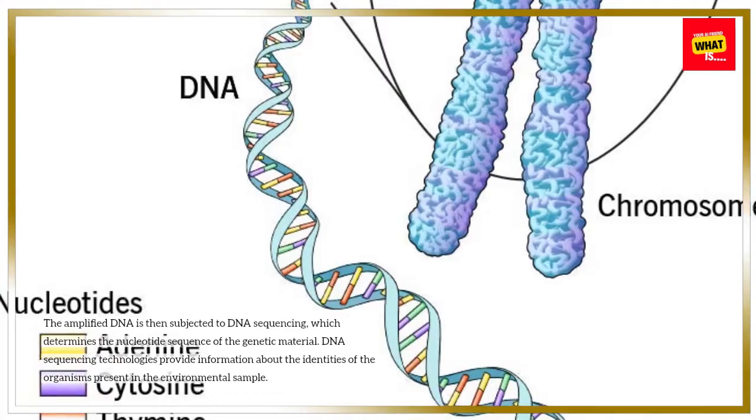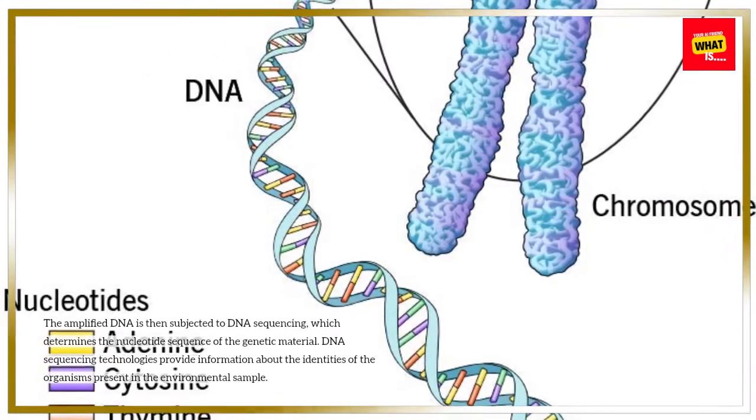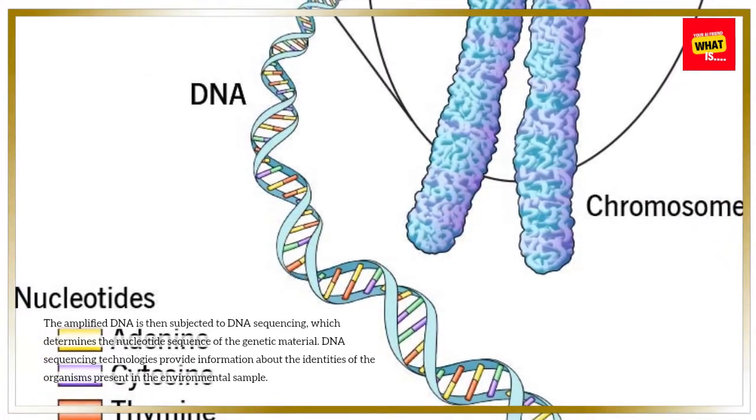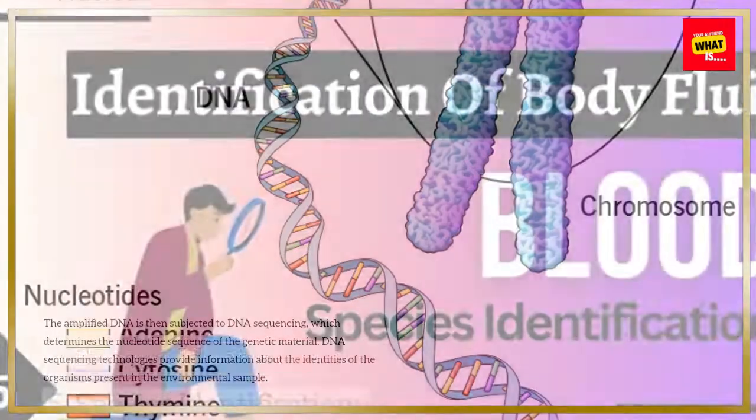4. DNA sequencing. The amplified DNA is then subjected to DNA sequencing, which determines the nucleotide sequence of the genetic material. DNA sequencing technologies provide information about the identities of the organisms present in the environmental sample.